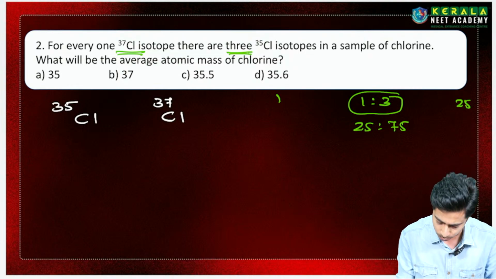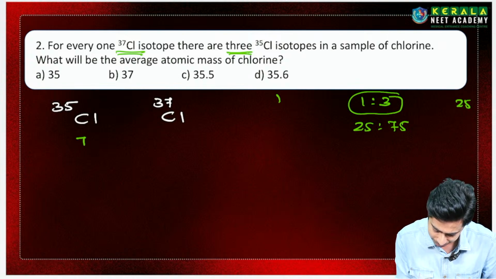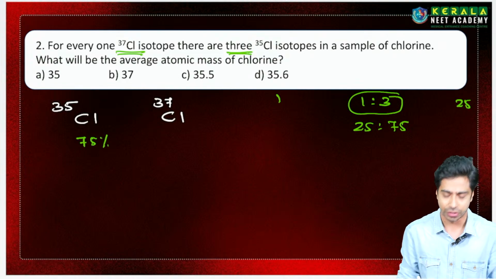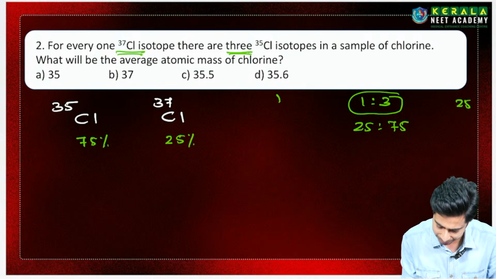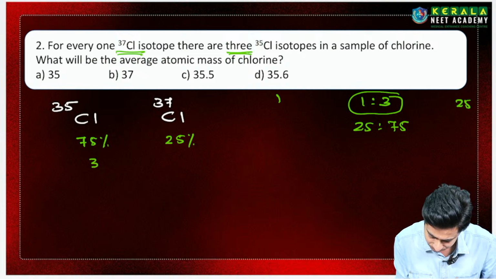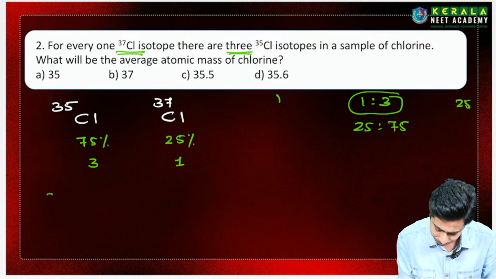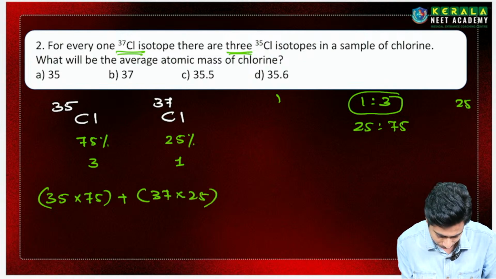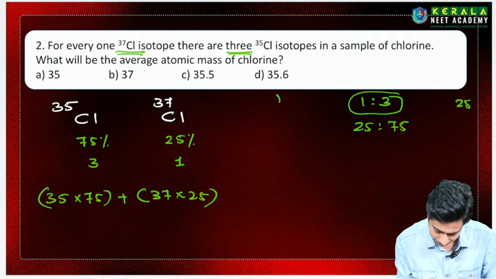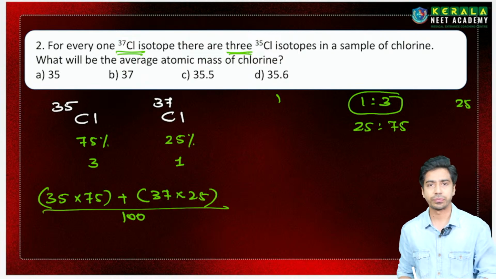So chlorine-35 will be 75%, and chlorine-37 will be 25%. Or else you can take it as 3:1, any one you can take. So the calculation will be 35 into 75 plus 37 into 25, then divided by 100.